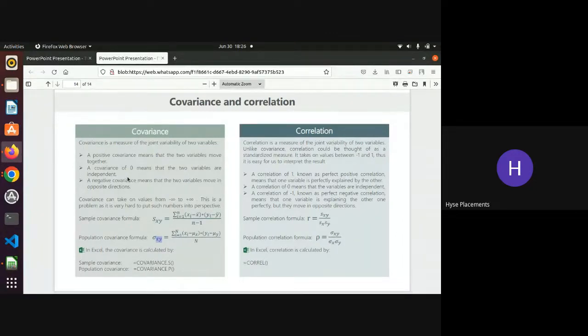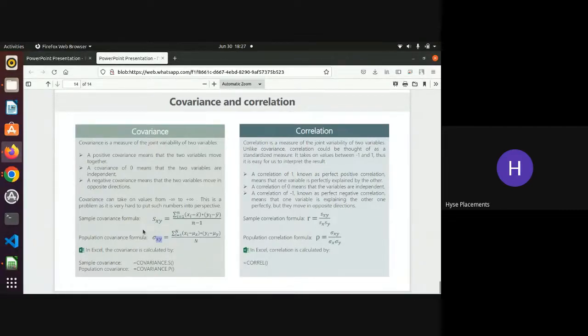Okay, a covariance of 0 means that the two variables are independent. That means one variable is not dependent on the other. There is no particular pattern in it. A negative covariance means that the two variables move in opposite directions. That means if the X value is increasing, the Y value will decrease. You understood, right? If the Y value is increasing, the X value will decrease. That is called negative covariance. So covariance can take on values from minus infinity to plus infinity, any values.